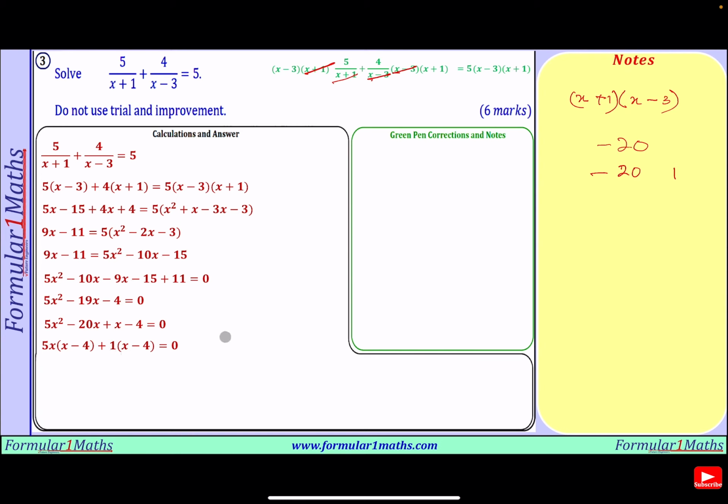So we now have two terms. This term here and that term. And the common factor here is x minus 4. So we can factorize that one out to get x minus 4 brackets 5x plus 1 equals 0. So we can now solve this to get x minus 4 equals 0 and 5x plus 1 equals 0. That means x equals 4 for this side and x is equal to minus 1 over 5 for that side.